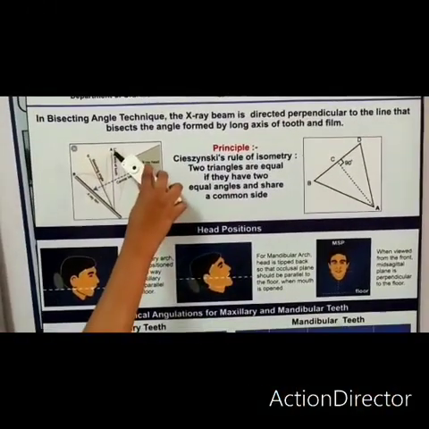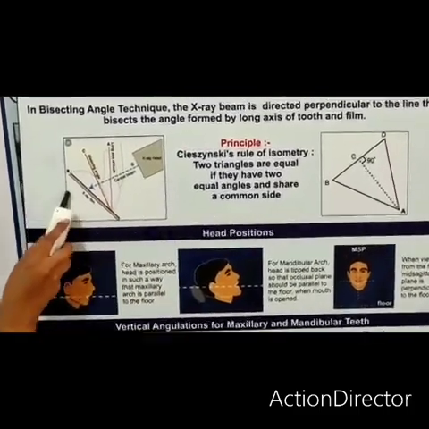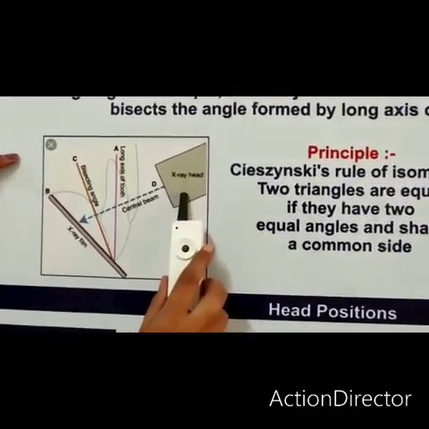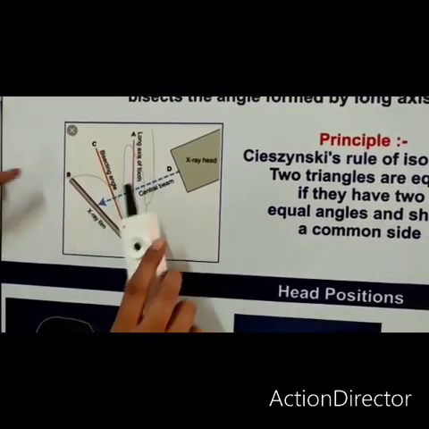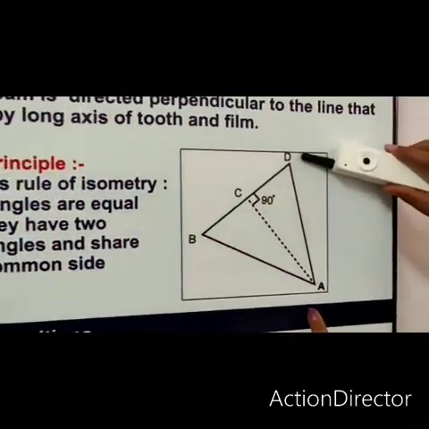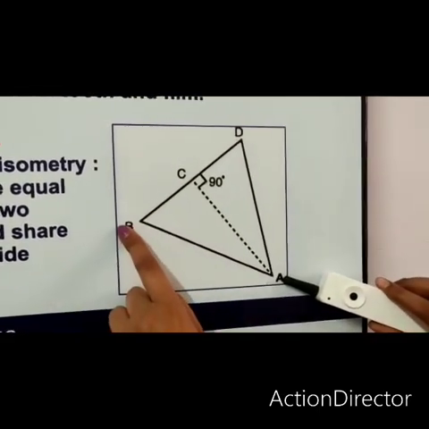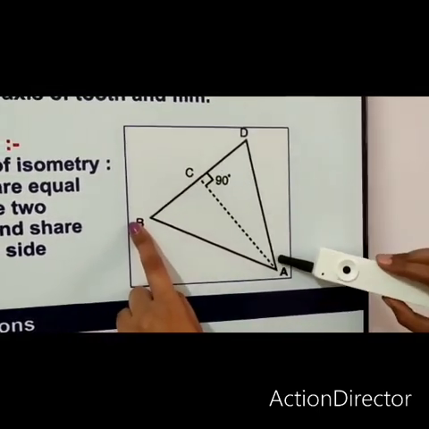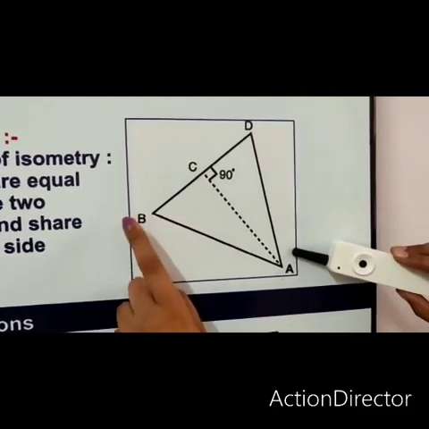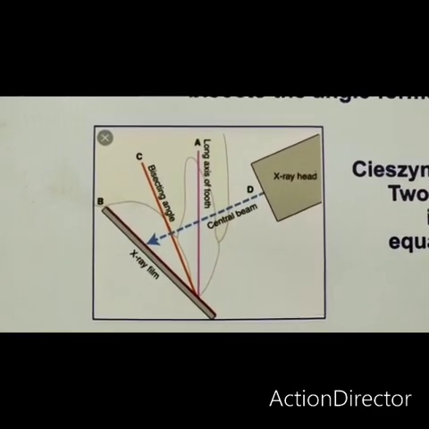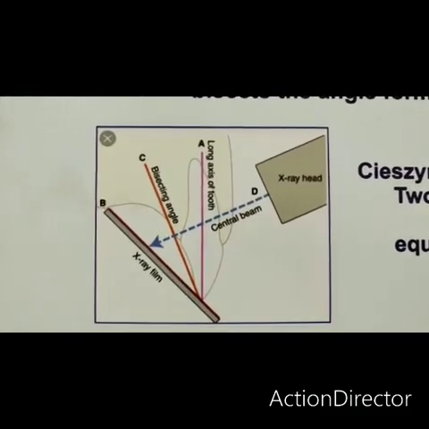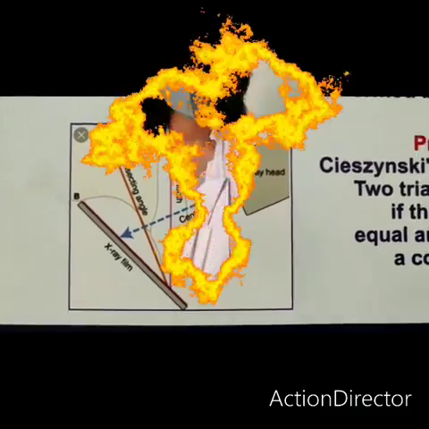The long axis of the tooth forms one line and the X-ray film forms another line. The X-ray beam is directed such that it is perpendicular to the bisecting angle formed between the two lines. AD represents the long axis of the tooth while AB represents the film. By the ASA congruency, the length of the tooth axis is equal to the image formed on the film. Szymanski's rule of isometry says that two triangles are equal if they have two equal angles and share a common side. We will demonstrate the bisecting angle technique on a patient.